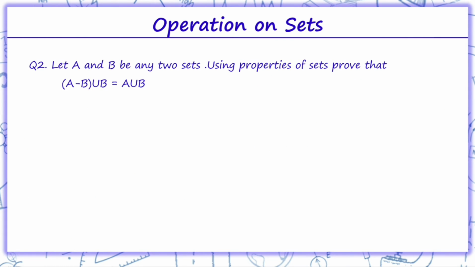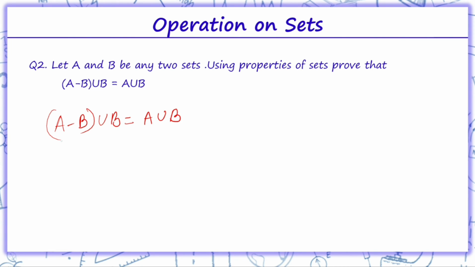Coming on to next question. Let A and B be any two sets. So using properties of the sets, we have to prove A minus B union B is equal to A union B. Again the same method will apply over here. We are provided A minus B union B, we have to prove A union B.